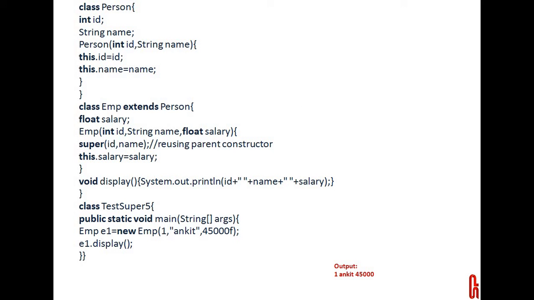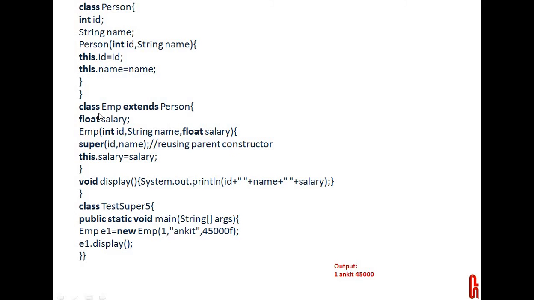See the program, class person, that is the parent class, two instance variables and one constructor are there. ID and name, these are the two instance variables, and person is the constructor that is having two arguments, int ID, string name, and the value initialization is performed here. this.ID is equal to ID, this.name is equal to name. So this ID value is placed to the ID and the name value is placed over here.